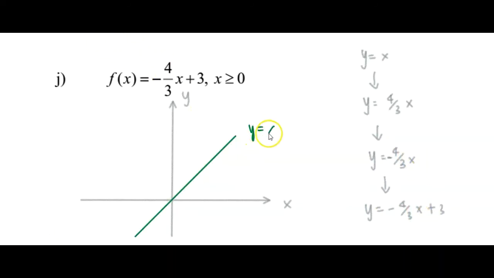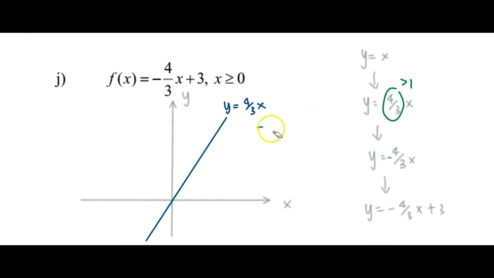Okay, so start from y equals x. This represents y equals x. After that, I want to sketch y equals 4 over 3x. 4 over 3 is a value greater than 1, right? So the gradient is a little bit more than the gradient of the basic graph. So when we sketch, we can sketch a graph which is a little bit steeper compared to y equals x. This is y equals 4 over 3x. Then the green line I will erase.